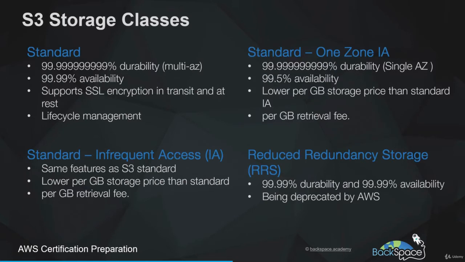We have a number of storage classes available with S3. The one that we've been using previously is standard, and that gives 99 point a whole heap of nines durability, and it is replicated across multiple availability zones. So if an availability zone goes down, then that data will still be protected in the other availability zone. But if an entire region goes down, that's not going to be the case. You may lose your data.